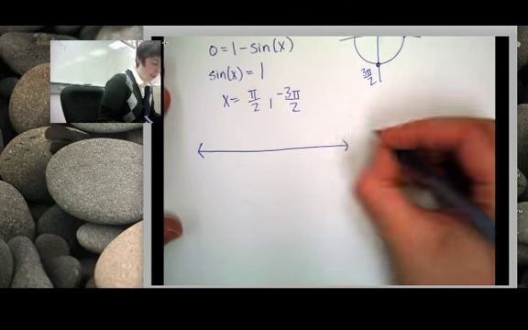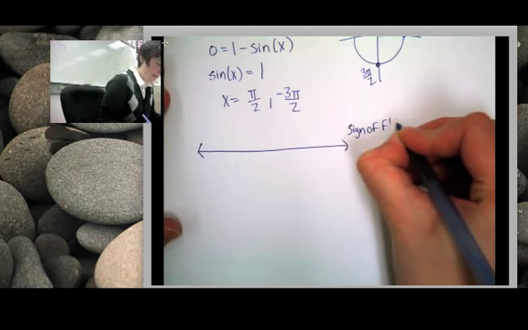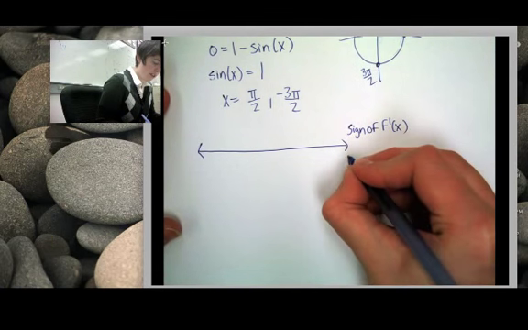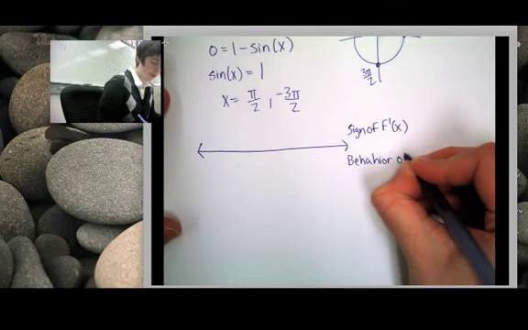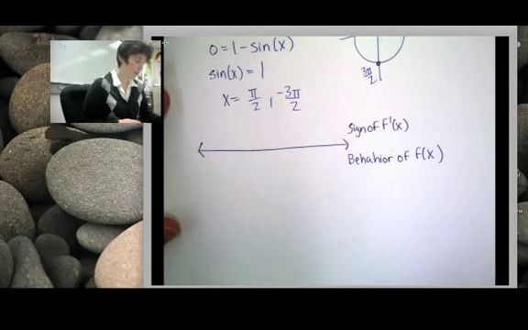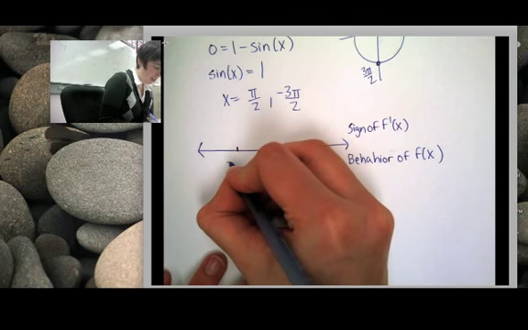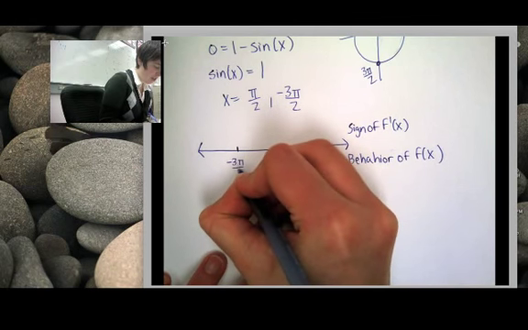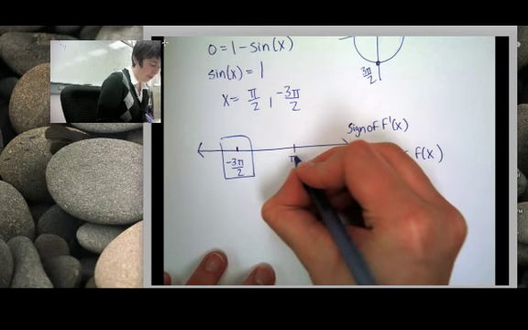And we're going to label it the sign of f prime of x on the top, and then the behavior of f of x on the bottom. So sign of f prime of x and behavior of f of x. We're going to put our 2 critical numbers on there in order, so the negative one's going to go first. Negative 3 pi over 2 is going to go right here, and positive pi over 2 is going to go right here.